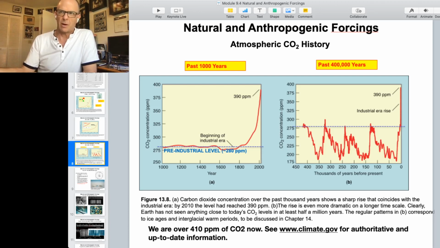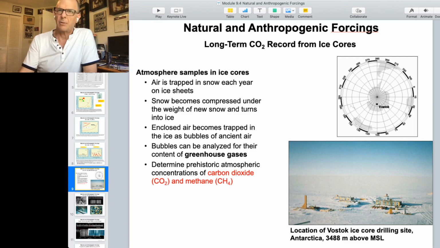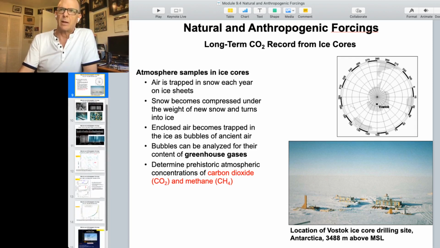Now we're going in the other direction. Instead of dropping it by 150 parts per million, I'm increasing it by 150 parts per million. What's going to happen then? And we have some information about that by looking back into the geologic record. And how do we get that information?